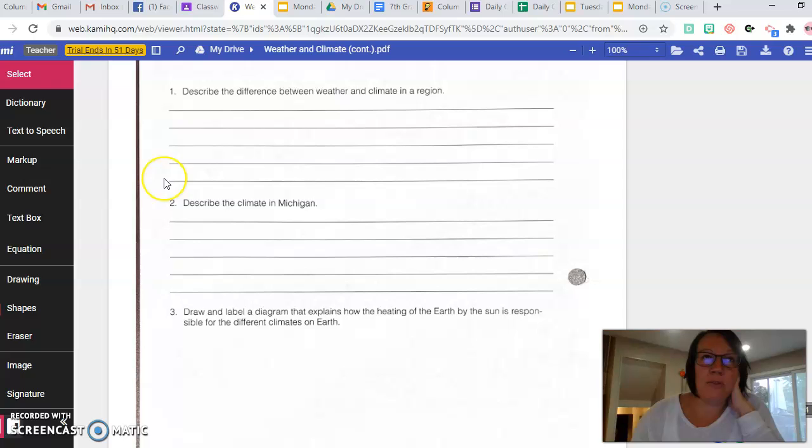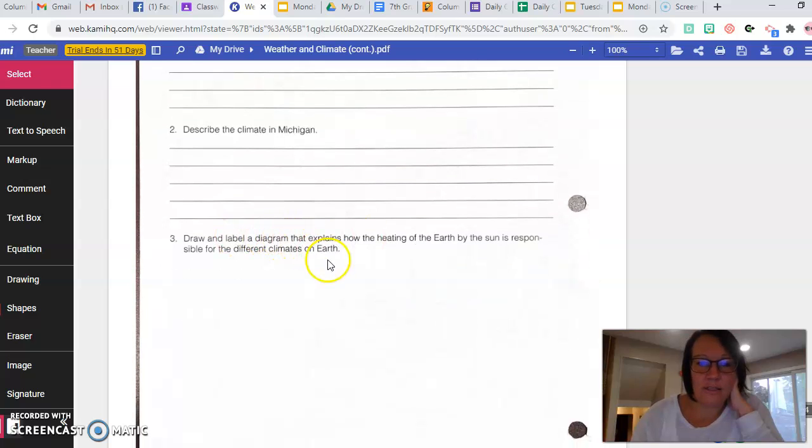I want you, from the actual reading, to describe the difference between weather and climate, not in our region, just in a region. So what do those words mean? And then describe the climate in Michigan, and you are welcome to research that. Then you're going to draw and label a diagram that explains how the heating of the earth by the sun is responsible for the different climates.